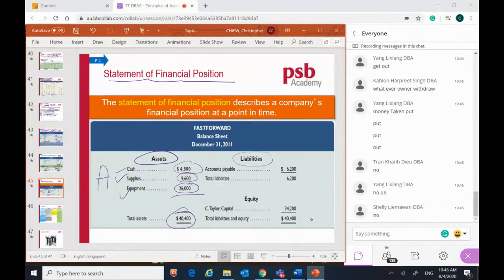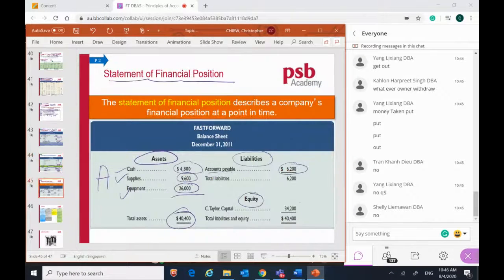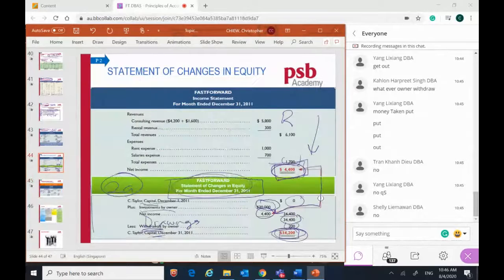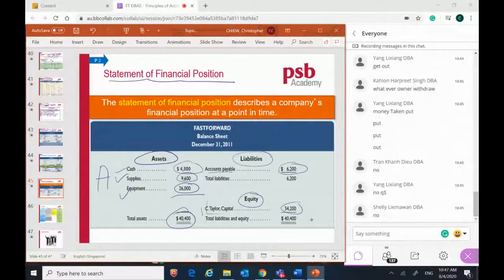Your liability, we still owe our accounts payable, 6,200. Owner's equity, we actually found out from here, 34,200. Now, over here, I show you in 2 steps, changes in equity. But in practice, these changes in owner's equity you don't have to show separately. This whole thing, you can actually cut this out and paste in here.